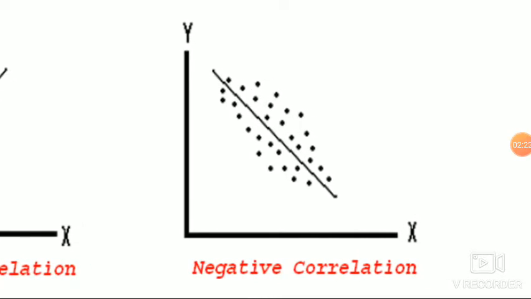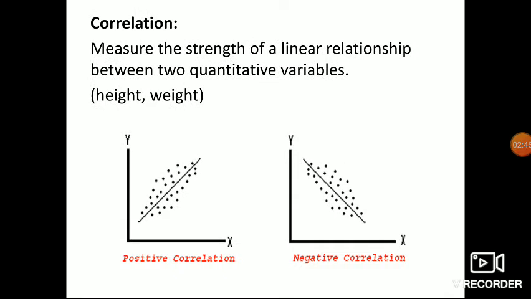When we see the next picture, y is going to increase. At the same time, on the x side, the impact will decrease. When y increases, x decreases. This is called a negative impact of correlation.